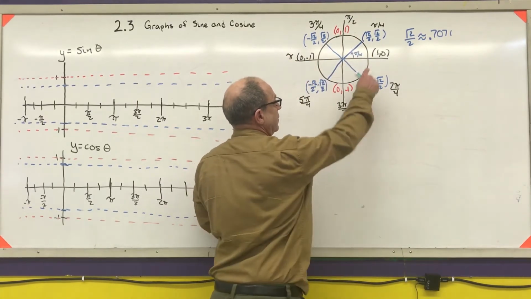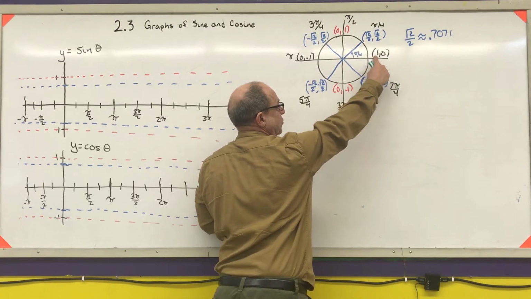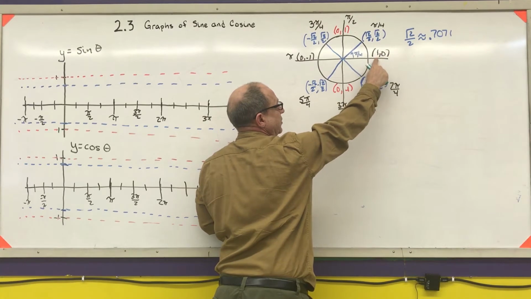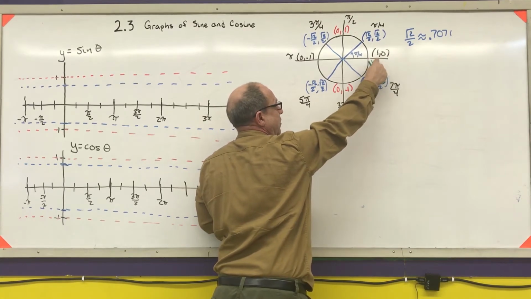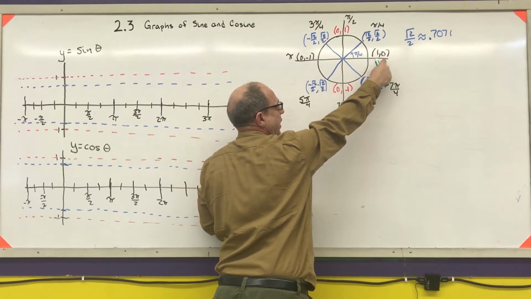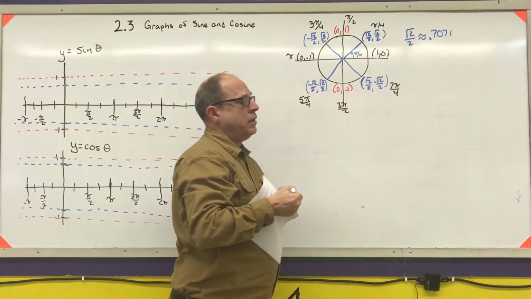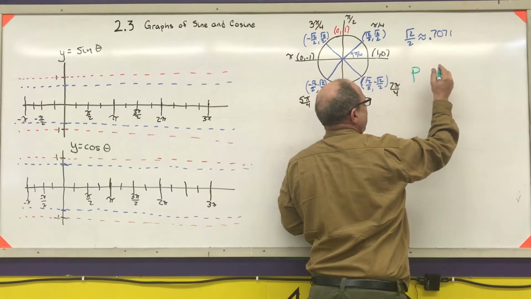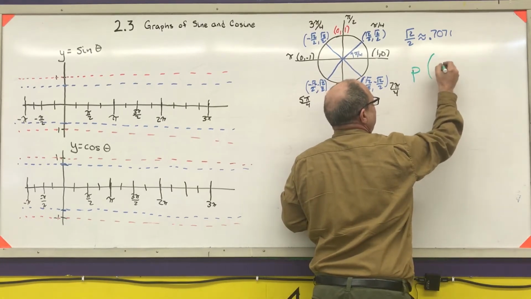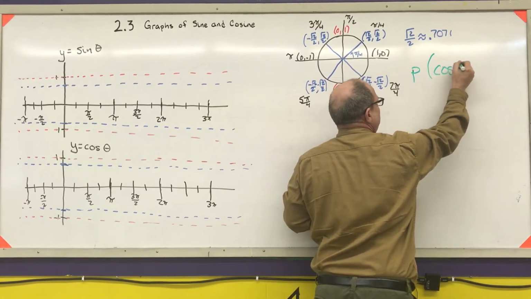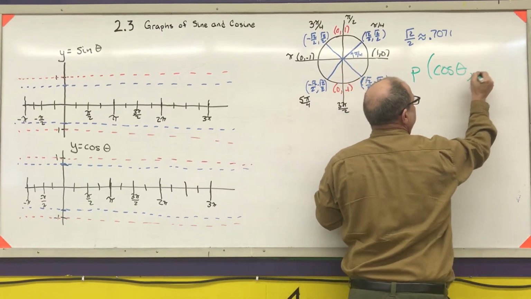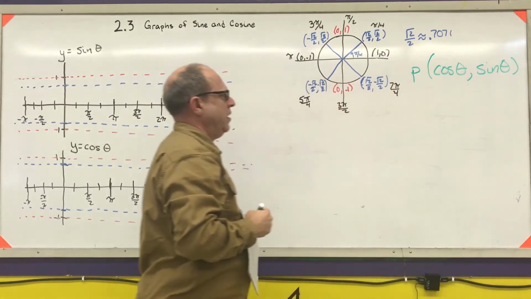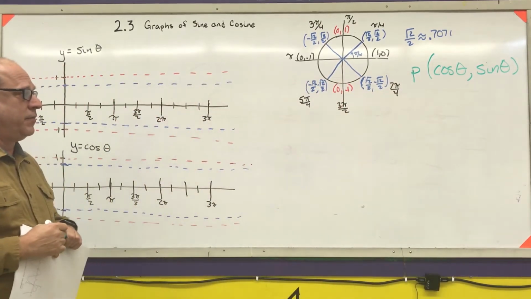multiples of pi. At 0 pi, the x coordinate is 1, the y coordinate is 0 on the unit circle, so the cosine of 0 pi would be 1, the sine of 0 pi would be 0. So as a reminder, if I have any point on the unit circle, the x coordinate is the cosine of the point, and the y coordinate is the sine of the point, okay?